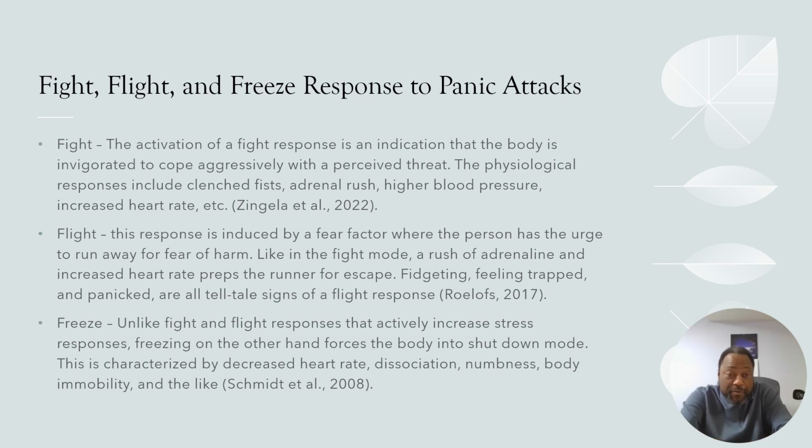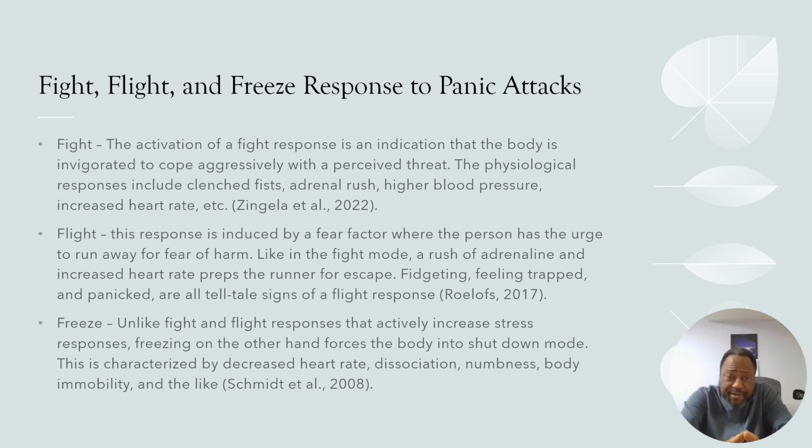For the flight response, this response is induced by a fear factor where the person has the urge to run away for fear of harm. Self preservation, I guess, is a good way of putting it. Like in the fight mode, a rush of adrenaline and increased heart rate preps the runner for escape. Flight also includes feelings around fidgeting, feeling trapped, panic. These are all telltale signs of a flight response.